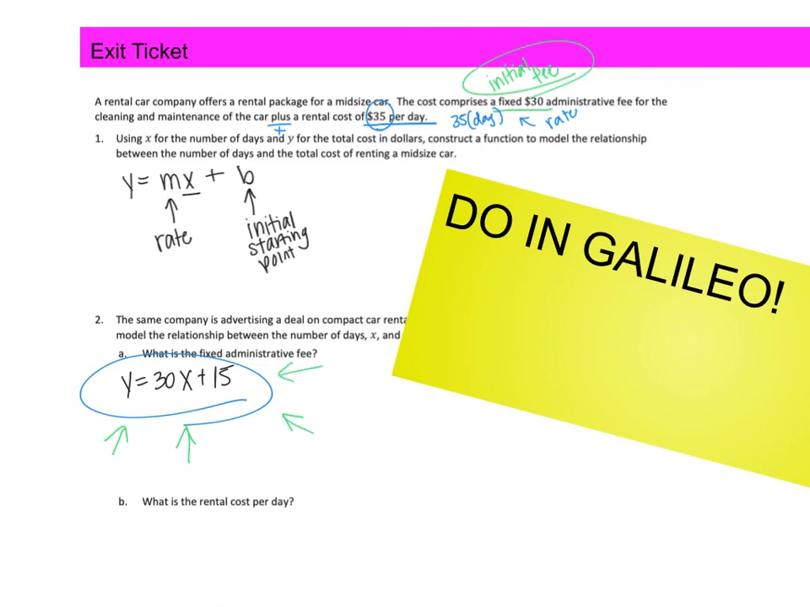Okay, and then the second question is pretty much the same thing, except this time it's saying what's the cost per day. So again, within this equation, there's 2 numbers, right? One's going to represent that administrative fee, and one's going to represent the cost per day. So it's either going to be 30 or 15. Your answers for A and B here. You need to figure out which one represents what. Okay, and that is your exit ticket for today. After finishing your exit ticket, please complete your lesson reflection, which is in Google Classroom.